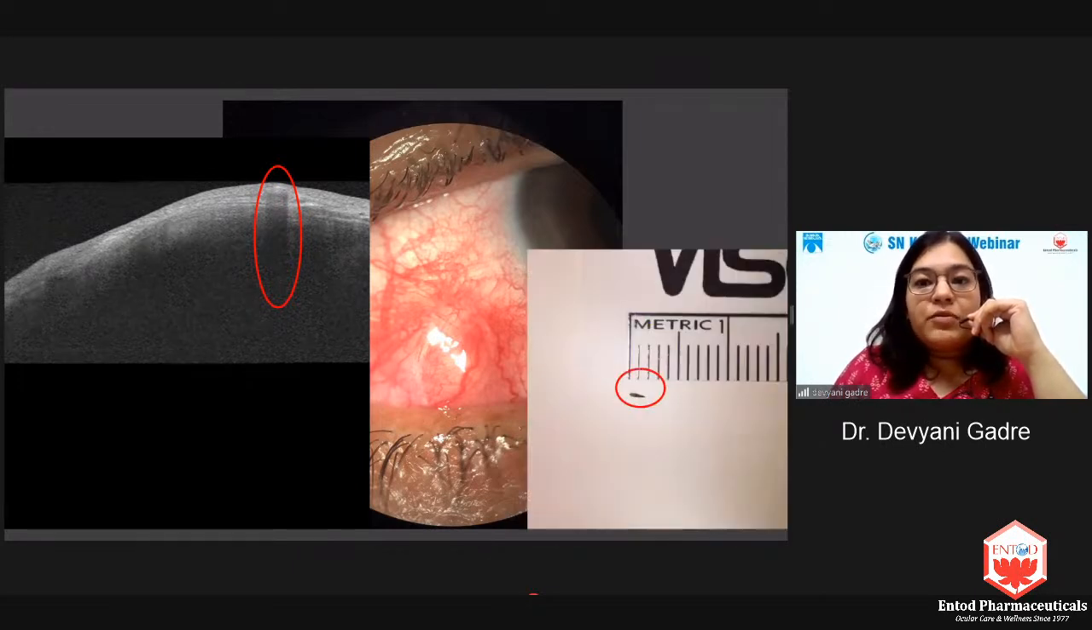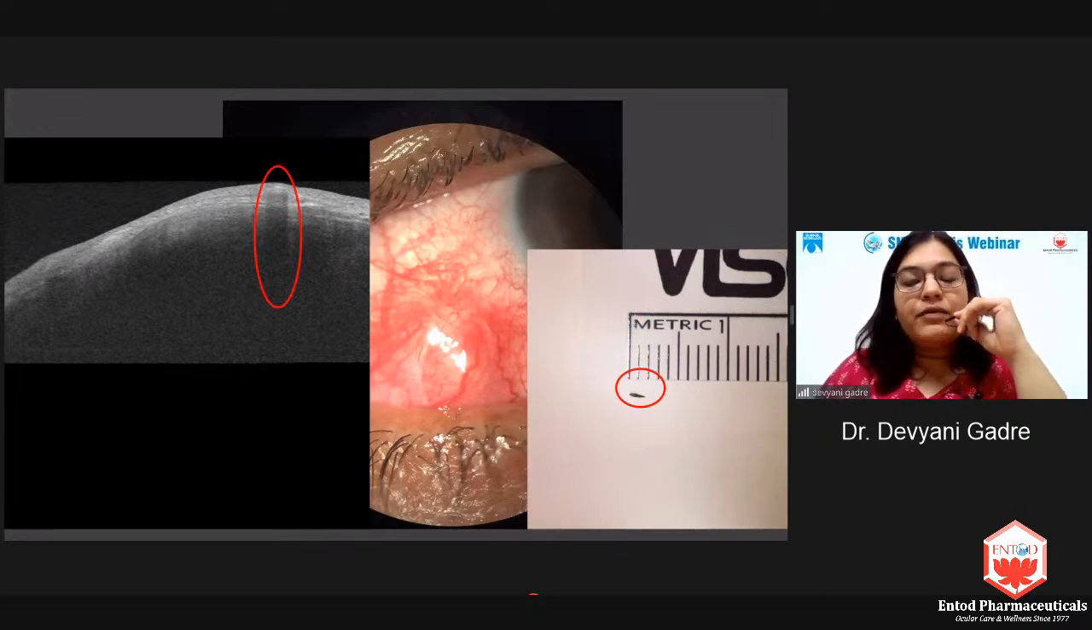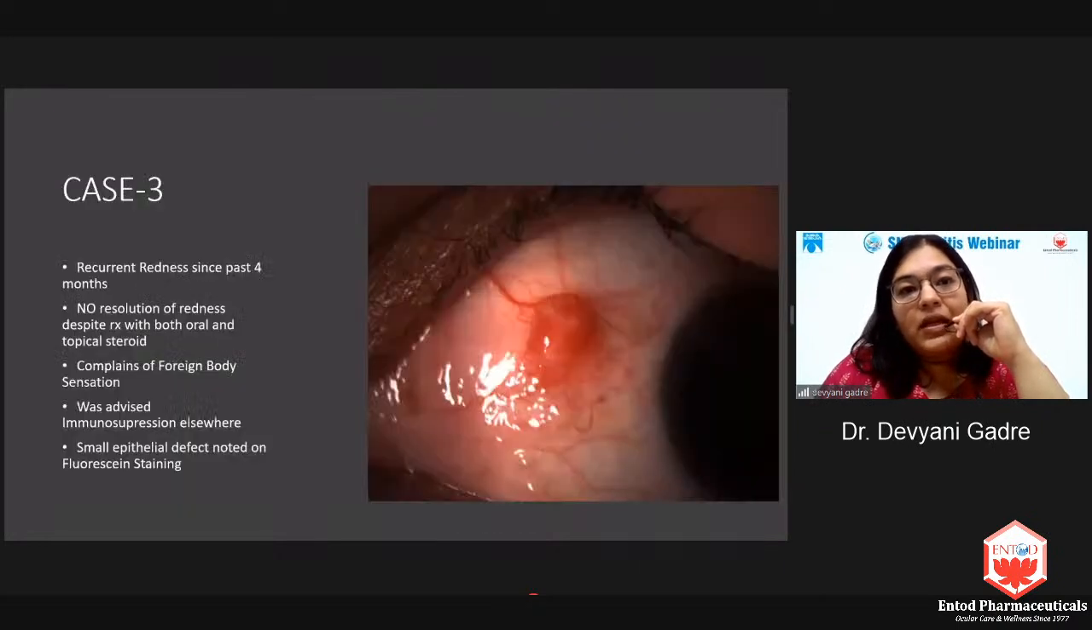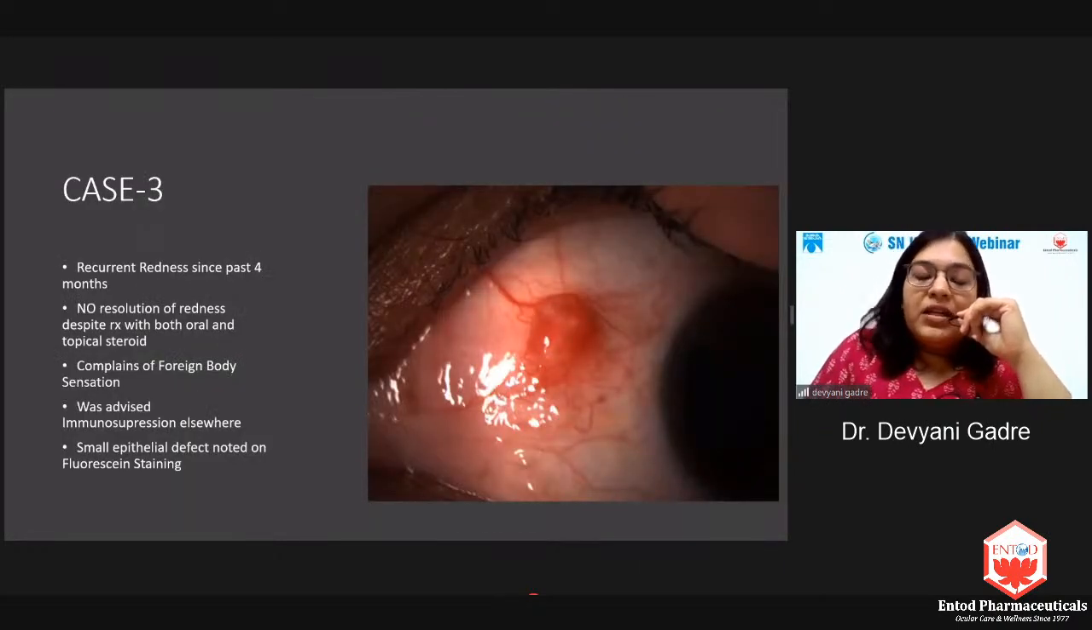And we did an exploration. We were able to find a sliver of a thorn inside. This patient is on his way to recovery as we speak. Case 3 is a bit different.